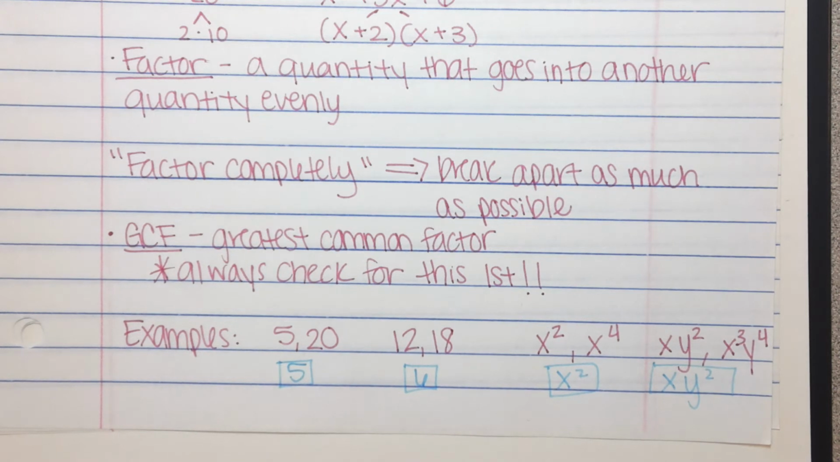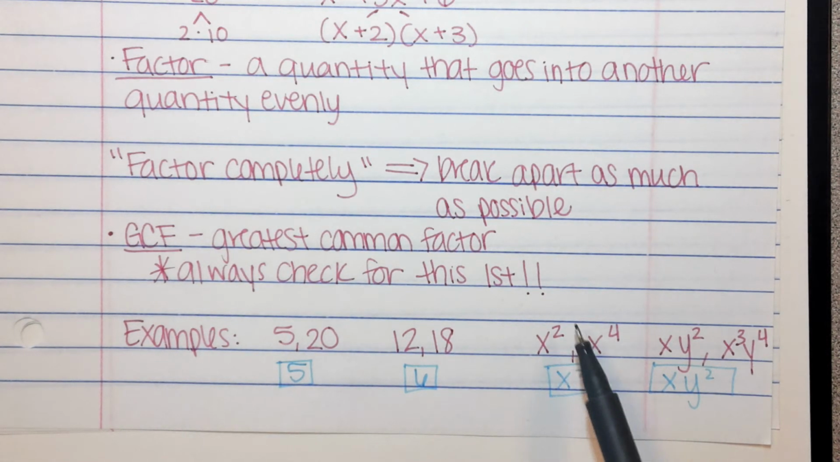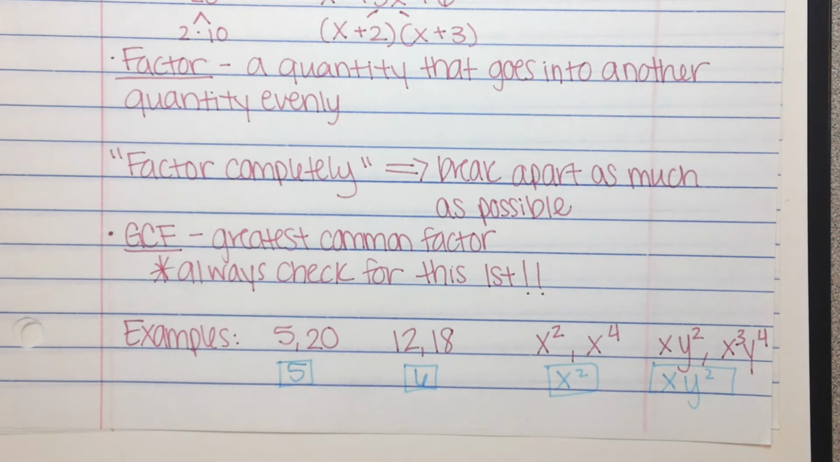Okay, for variables, it's going to be that smaller exponent, because if I have 3 dogs and you have 5 dogs, the most dogs that we can have in common is 3, because that's the most that I have. And so the same thing works with the variables.